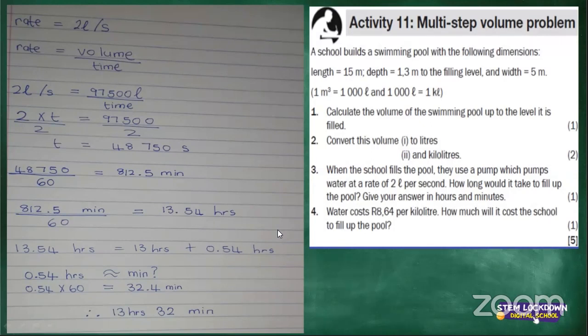How do we convert hours to minutes? Because 1 hour is equal to 60 minutes. Then we take our value 0.54 multiplied by 60. Then you've got 32.4 minutes. Then our answer is what? 13 hours, 32 minutes. That is the answer, ladies and gentlemen, and that is it for today.